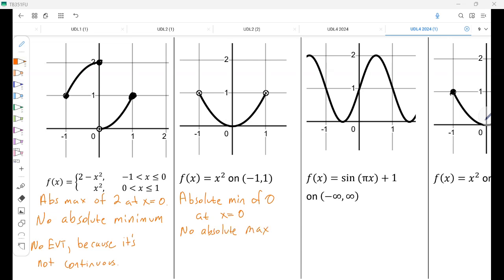And which EVT condition is broken? Yeah, we broke the closed interval. It's defined on an open interval.